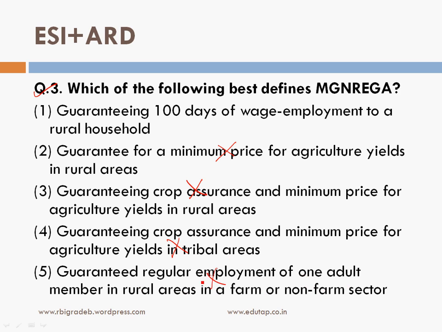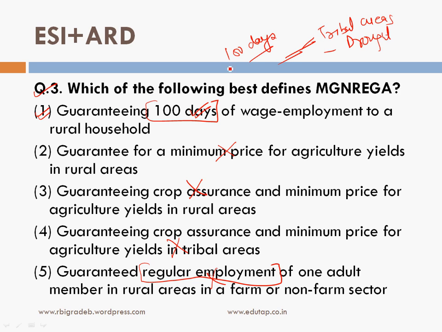This is again not true because it is not regular employment. Right, so the first option is correct, 100 days. If you read the provisions and features of NREGA, it clearly states that the government is promising 100 days of employment. These days can be different for tribal areas and drought prone areas, that is a different story, but in general it is 100 days. So the first option is correct.